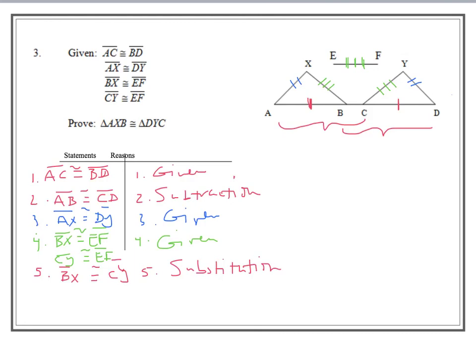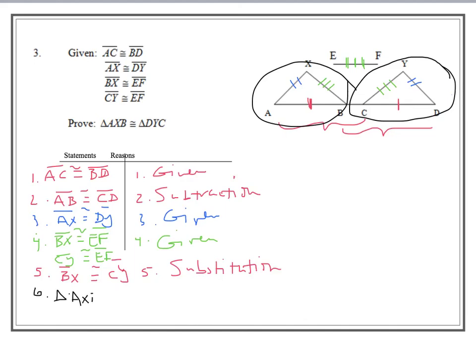We just put substitution. So now, check out my tick marks. In this triangle on the left, you see a 1, a 2, and a 3 tick mark. Triangle on the right, a 1, a 2, and a 3 tick mark. What does that give us? Side, side, side. So we can say triangle AXB is congruent to triangle DYC by side, side, side. And we are done with this proof.